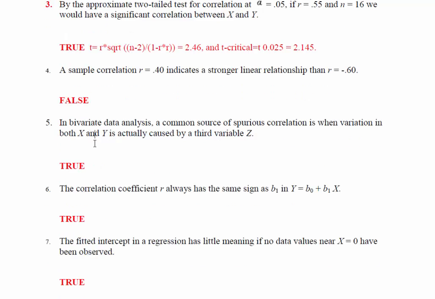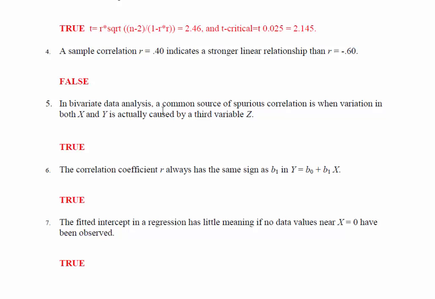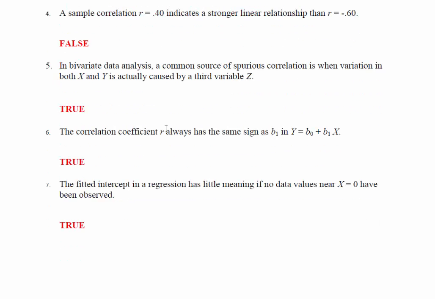Number 5. In bivariate data analysis, a common source of spurious correlation is when variation in both X and Y is actually caused by a third variable, Z. That is true. A third variable is causing X and Y to vary. Therefore, this correlation is spurious. So this is a true statement.